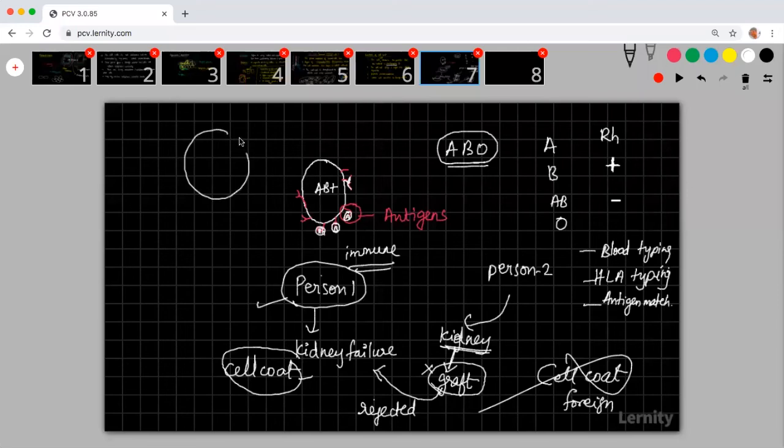Suppose the cell has some proteins here. One of them is A and one of them is RH. Then this blood group will become A positive. Let us say this person's cell coat has only one protein, which is Rh. Nothing else is there. Then it becomes O positive, like this. Are we able to understand?